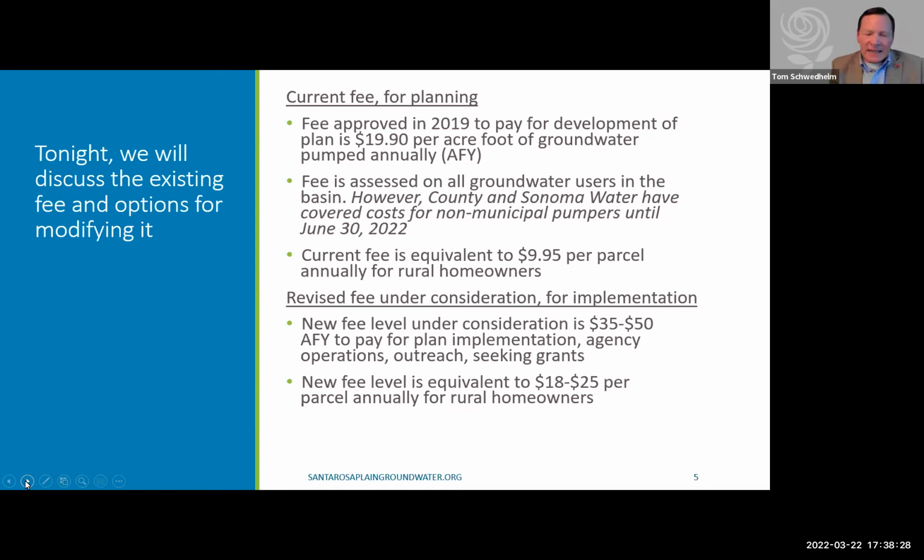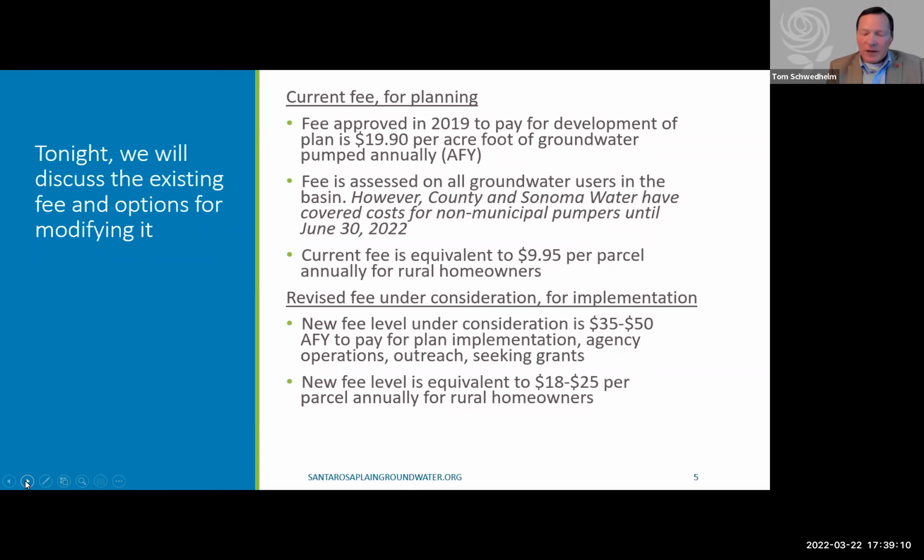The current fee is $19.90 per acre foot of groundwater pumped annually. We'll talk a little bit later about what an acre foot is, but for people with one house on their property who use a well for their home, garden, and landscaping, the current fee would be $9.95. However, since 2019, when the fee was adopted by the Groundwater Sustainability Agency Board, the county and Sonoma Water have contributed funds to the GSA so that rural landowners, agriculture, businesses, and mutual water districts haven't had to pay the fee. The municipal pumpers, which include the cities and the town of Windsor, have paid the fee based on the amount of groundwater pumped.